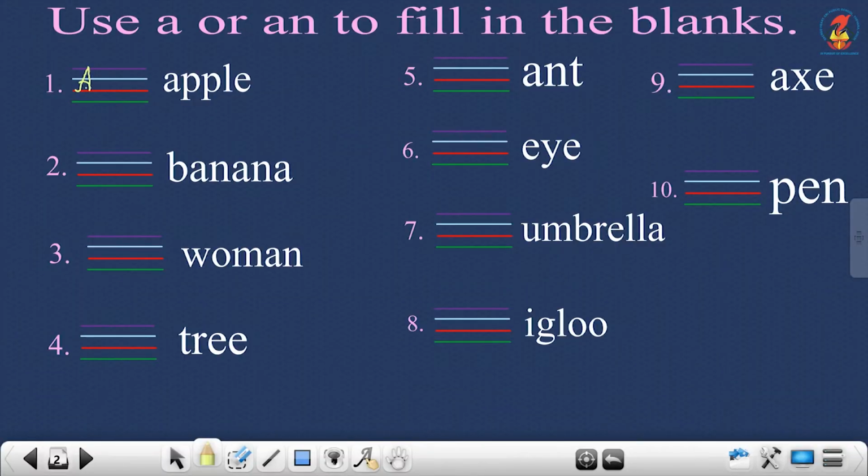A, N, an. An apple. Okay, my little ones. Let's do the next one.